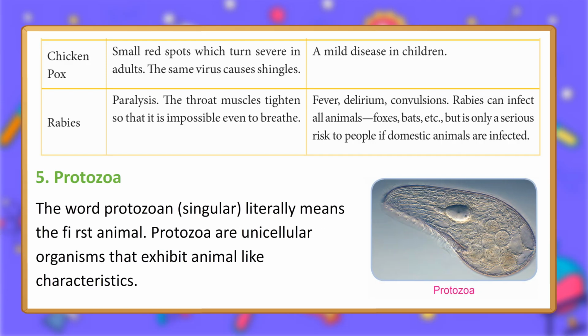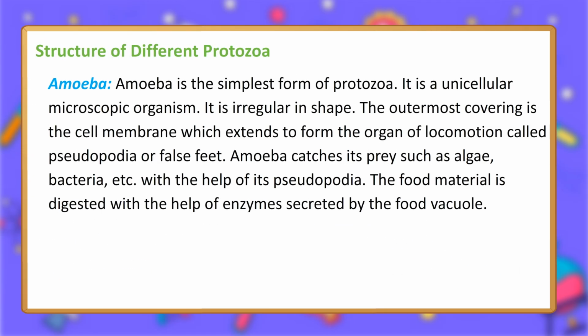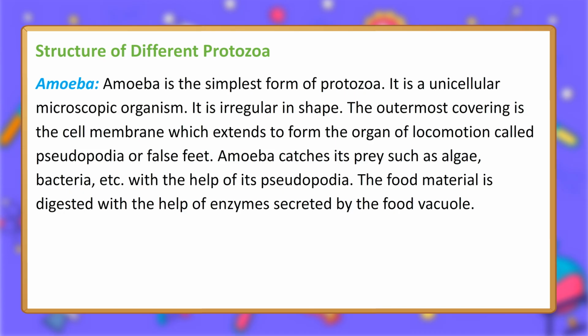5. Protozoa. The word protozoan, singular, literally means the first animal. Protozoa are unicellular organisms that exhibit animal-like characteristics. Structure of different protozoa. Amoeba. Amoeba is the simplest form of protozoa. It is a unicellular microscopic organism. It is irregular in shape. The outermost covering is the cell membrane which extends to form the organ of locomotion called pseudopodia or false feet.